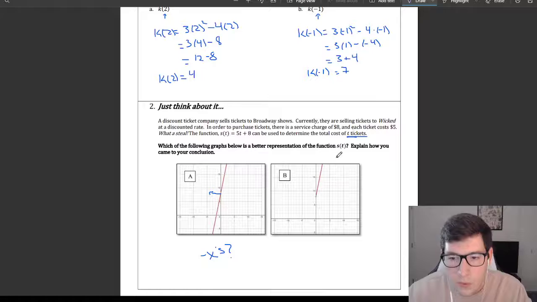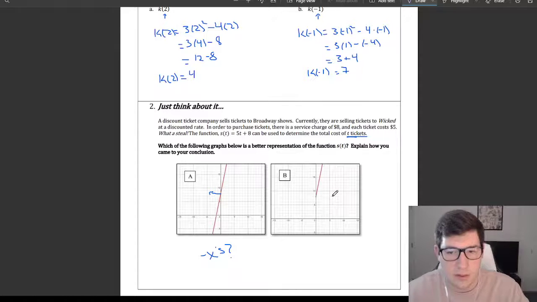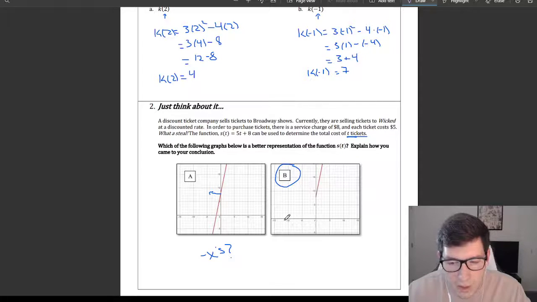And so when we're looking at this, I know I've been saying x values, it's really t values, and when we look at tickets, it's important to know that we can't buy a negative number of tickets. That doesn't make sense, right? Because really you'd be selling tickets, and you're not going to sell tickets on a website that's selling tickets. So for that reason, we're going to say that B is a better representation, because we can't buy negative tickets.